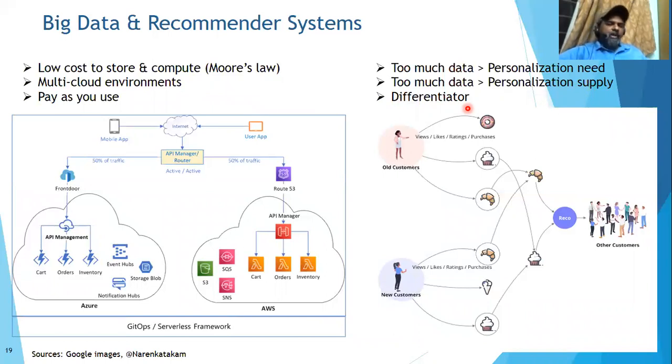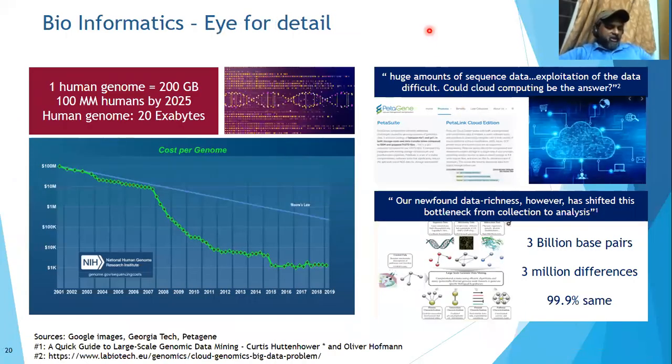This has application in the field of bioinformatics as well, right? It takes about 200 gigabytes. And by 2025, we expect about 100 million humans to have this genome sequencing. The cost of a genome sequence is rapidly falling, faster than typically Moore's law, which is used in computing. And with such available data, we have to use a lot of the big data technologies like cloud, plus we also have to divine pieces of information from a very large data.